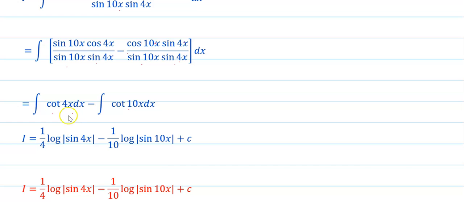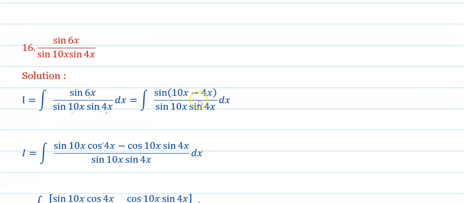The integral is very easy. The integral of cot of 4x is log of sine of 4x upon 4. Means what? Coefficient of x, or upon the derivative of 4x, which is 4. Again, the integral of cot of 10x is log of mod of sine of 10x upon 10 plus c, and hence this is the answer. Okay, easy problem, eh? This is also an easy one.